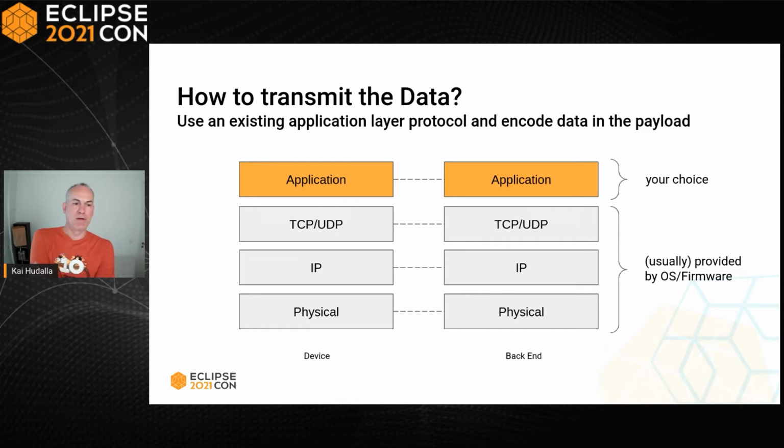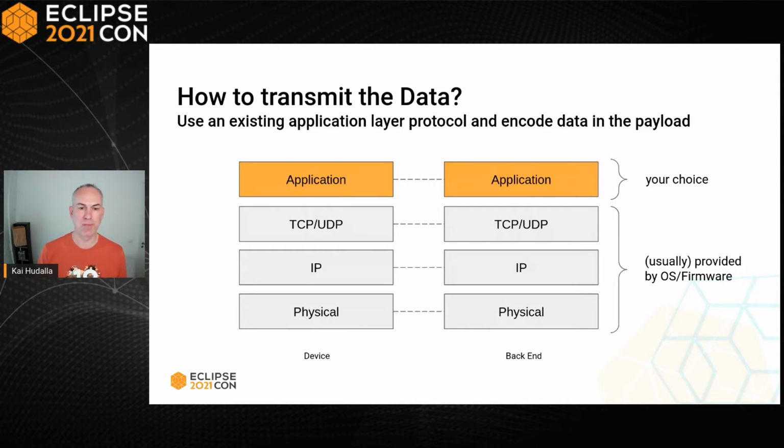So the first question that arises is, how do you actually transmit the data? Meaning the real temperature values or the alarm itself, how do you convey that to the backend application? And as with every application that communicates over public internet infrastructure, you are pretty much restrained by the IP protocol and the TCP or UDP session protocols running on top of it. And this whole stack is usually provided by the operating system or the firmware that you are running on your device. So there is not much choice you have there.